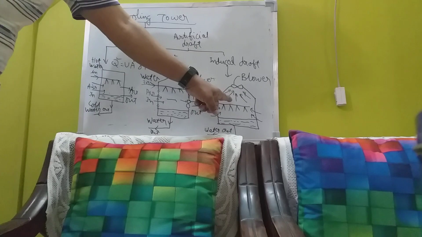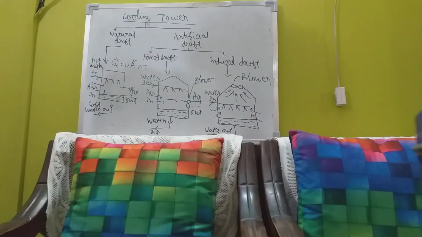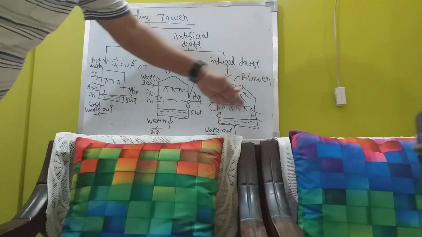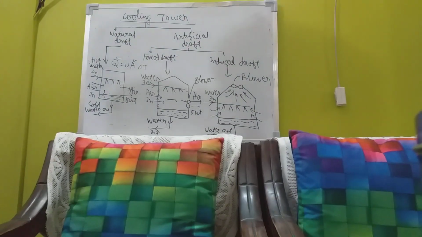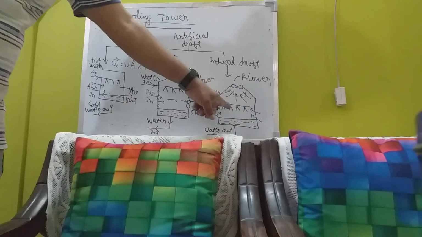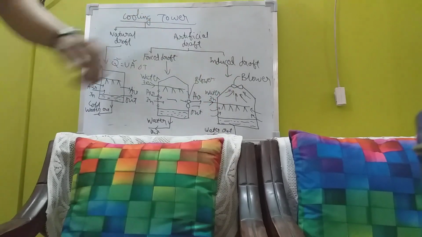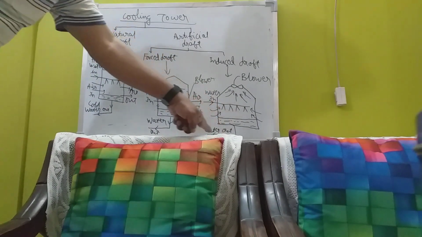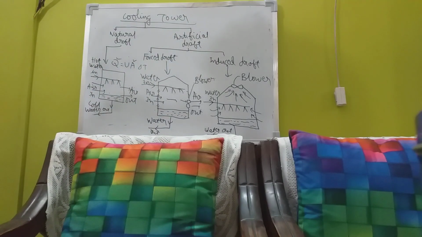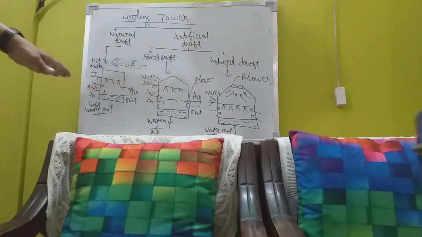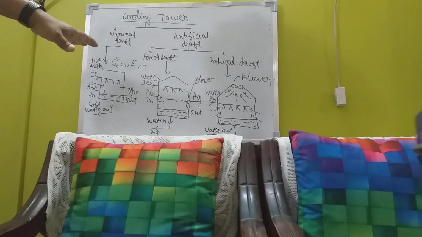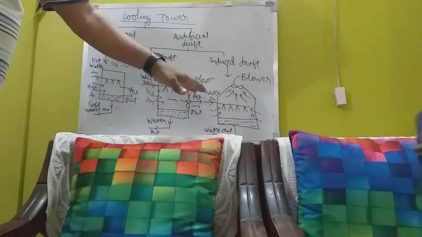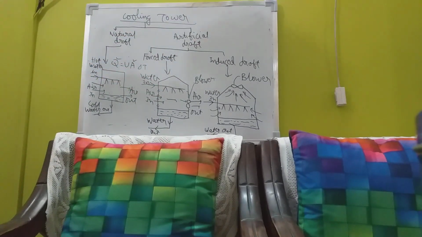Here it works on the counterflow heat exchanger principle. The water flow direction is this, air flow direction is this. So because of the counterflow heat exchanger principle, there is exchange of heat. And the water gets cooled here. And this cold water is run out and sent to the condenser. So as you can see, clear from the cooling tower diagram, there are three different types of cooling towers we are using.